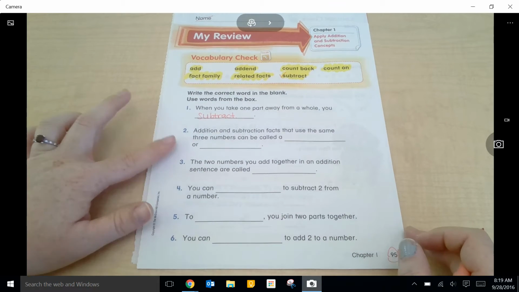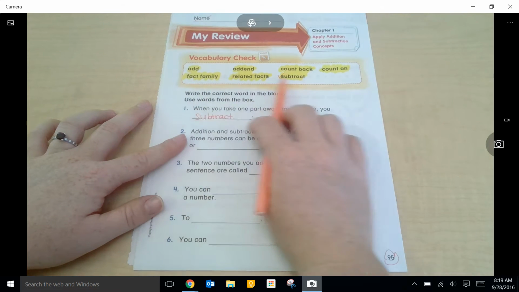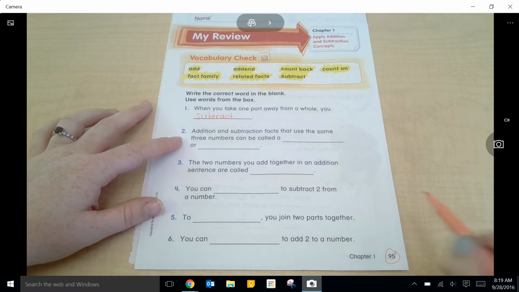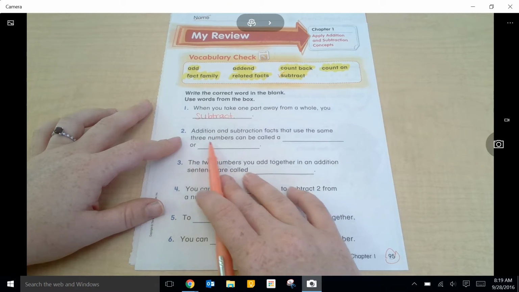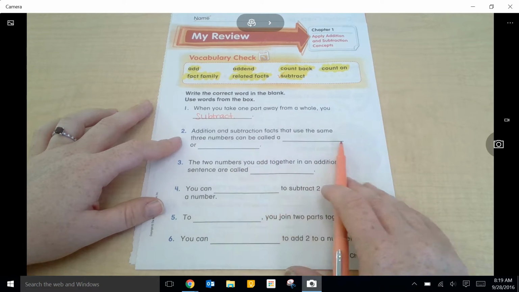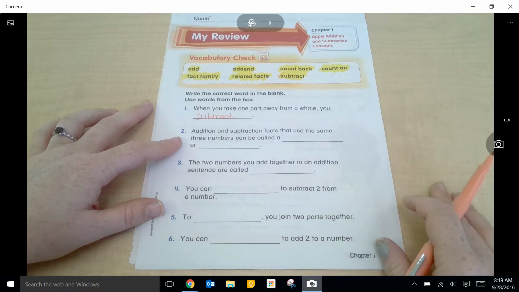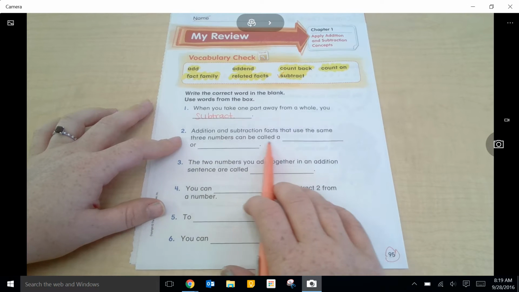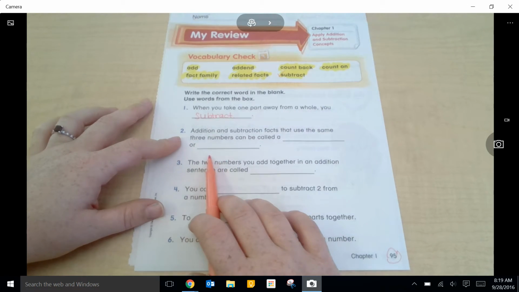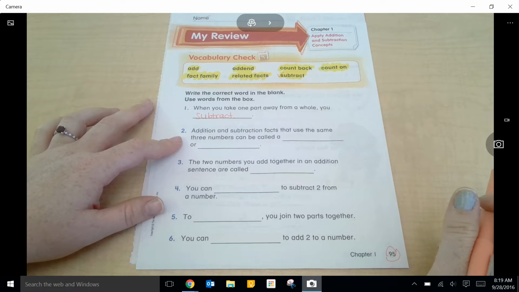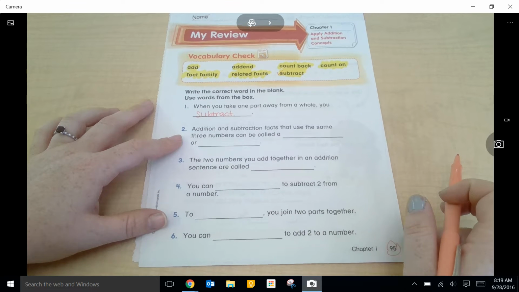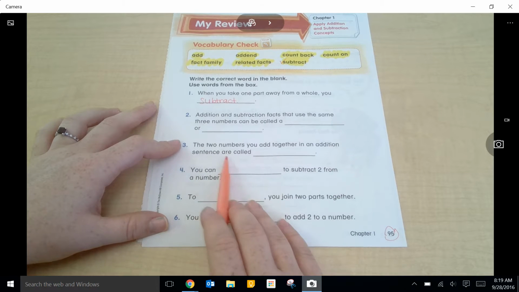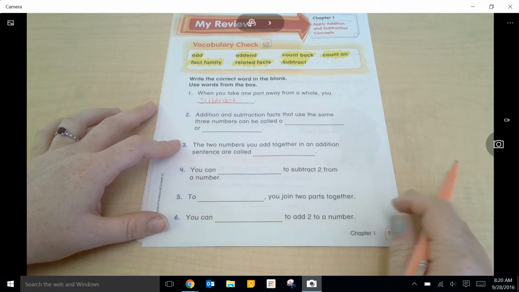I'll read you the sentence. You'll find what makes the most sense in the box for you. Number 2, addition and subtraction facts that use the same 3 numbers can be called a blank or blank. Pause the video. Number 3, the 2 numbers you add together in an addition sentence are called blank. Pause the video.